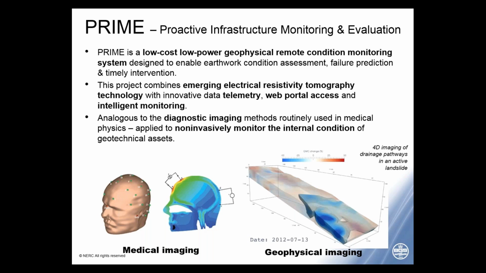And on the right-hand side of the overhead at the bottom here, we have an example of 4D imaging of drainage through an active landslide system, where we've been able to link subsurface moisture dynamics and build up with failure events, thereby moving towards more of an early warning system.